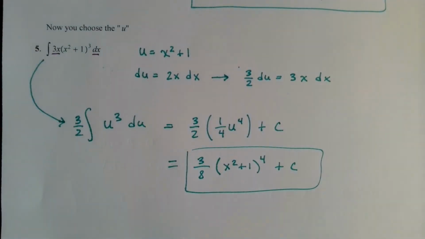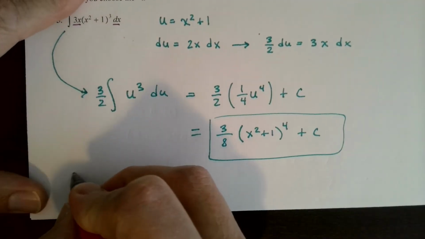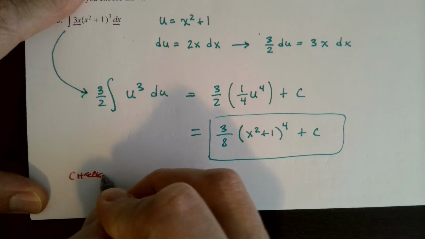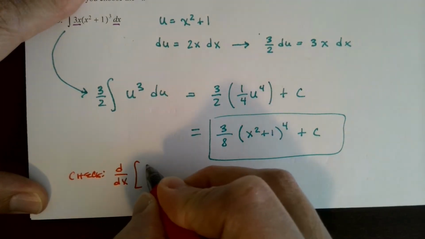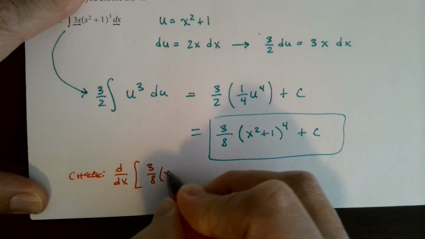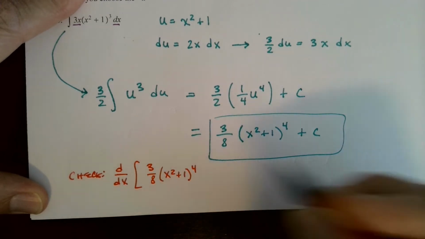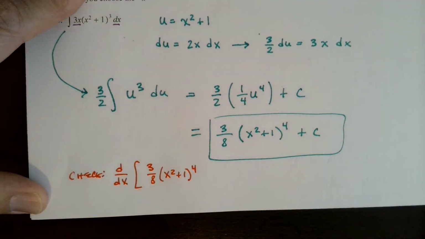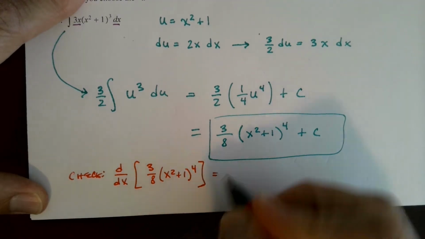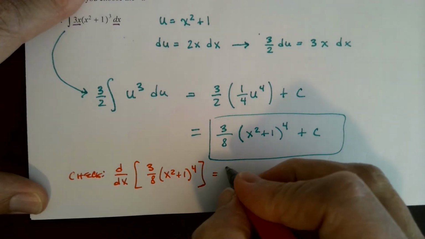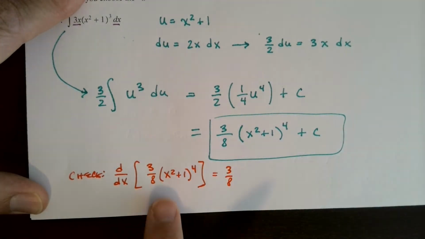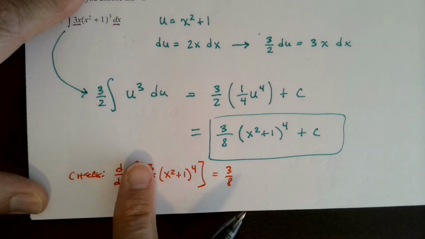In fact, let's just do that real quick, right? Let me just check. I'm going to take the derivative with respect to x of 3/8 x squared plus 1 to the 4th. You can put plus c in there, but of course, what's the derivative of a constant? 0, right? So that's going to go to 0. All right, so notice I've got chain rule here. I've got a constant multiple rule. 3/8 is a constant multiple. Pull that out. And then you got chain rule, right?